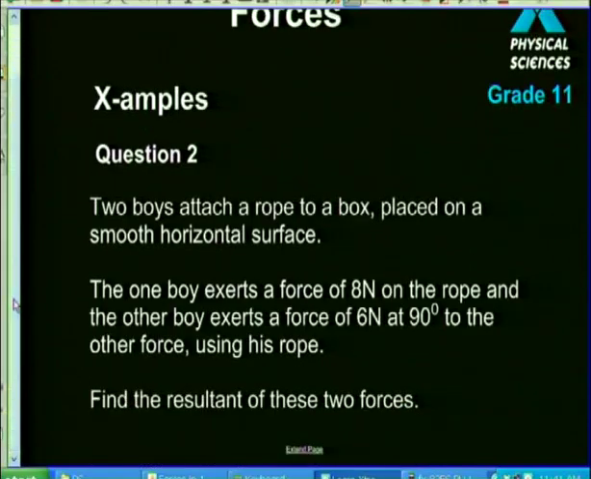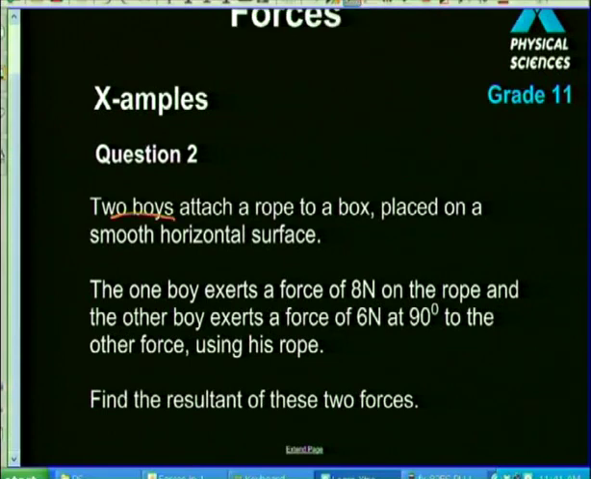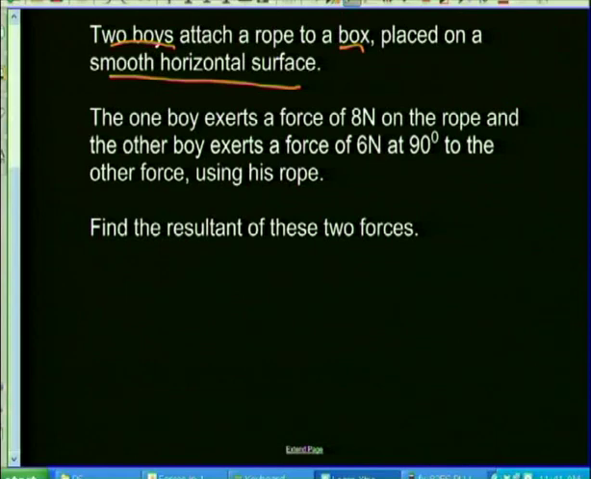And so exactly here, we've got an example. And it says the following. Two boys attach a rope to a box. We're dealing with lots of boxes along a smooth horizontal surface. We're going to ignore friction for the moment. One boy exerts a force of 8 newtons on the rope, and the other exerts a force of 6 newtons at 90 degrees to the other force using his rope. And what it says is find the resultant of the two forces.